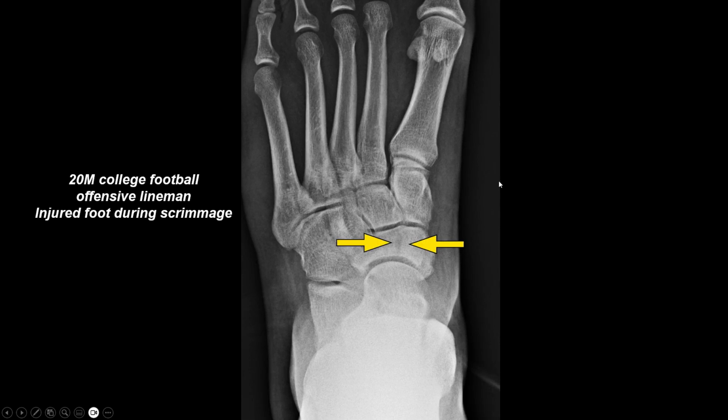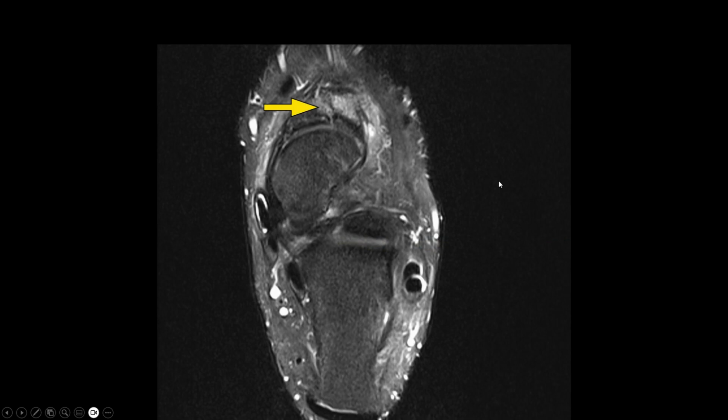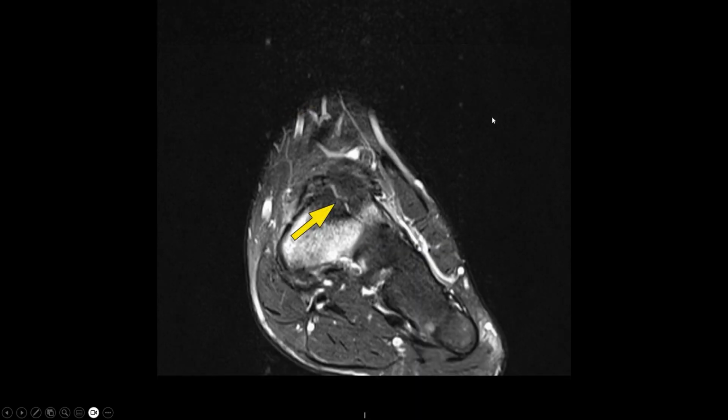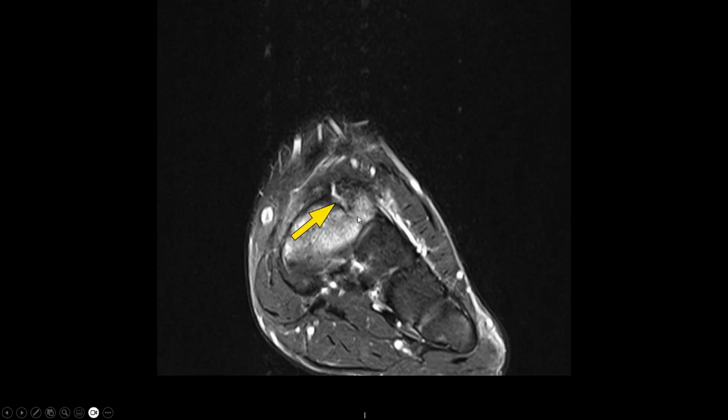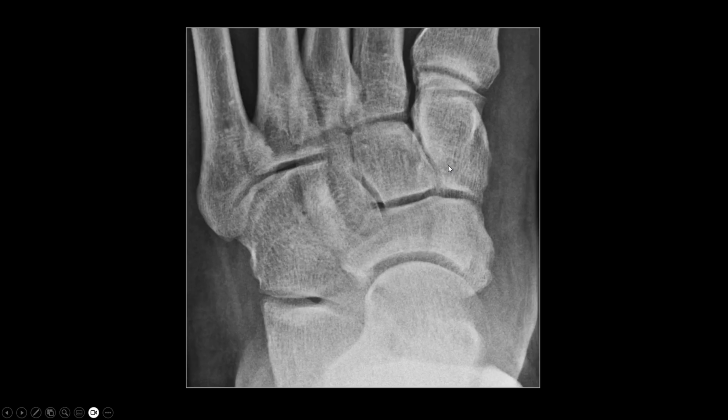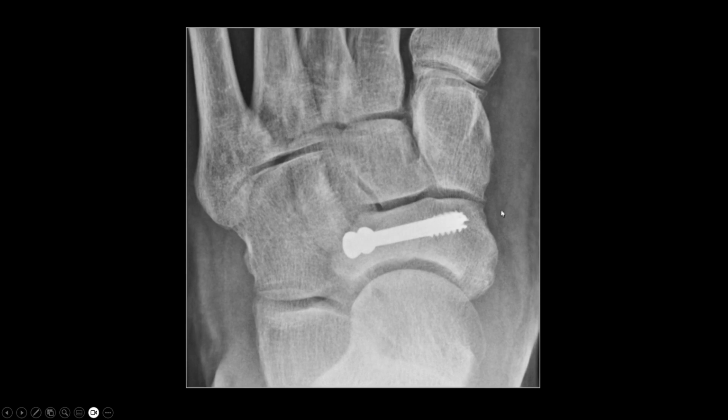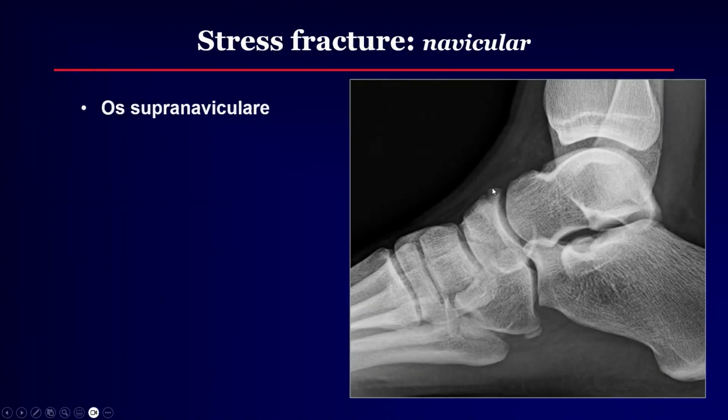You can see middle third of the navicular. Thankfully, our fellow picked that one up. And then here you can see on the MR that, in this case, a little bit more oblique, but in the central part of the navicular. This patient, due to different factors, went ahead and they did internal fixation of that.